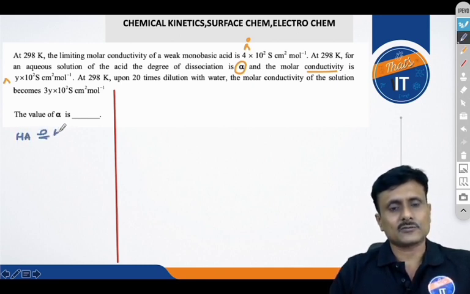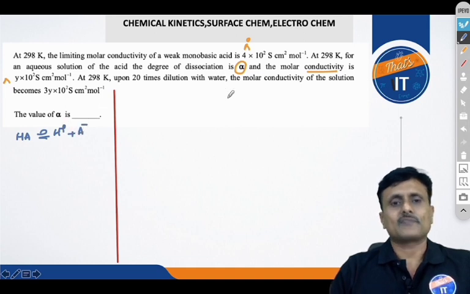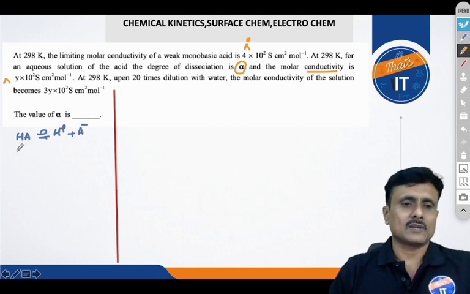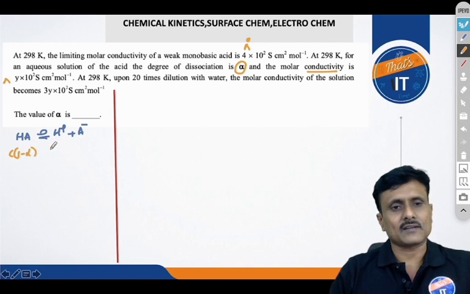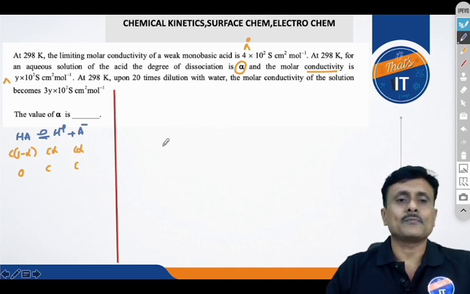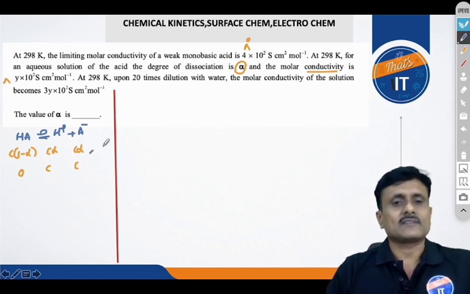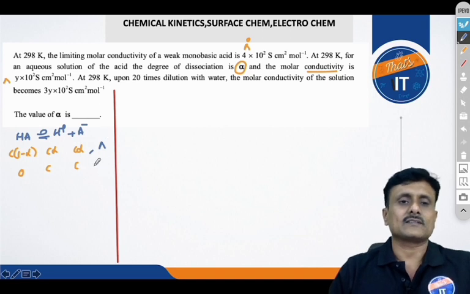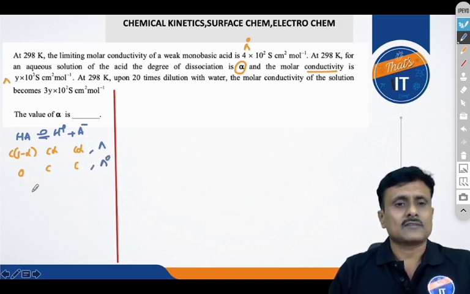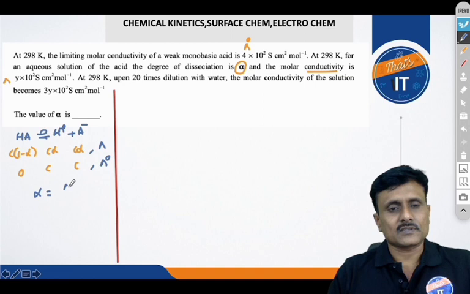For a weak acid dissociation, as you know, the concentration at equilibrium I will assume as C into 1 minus alpha, where alpha is the degree of dissociation, and at infinite dilution, at the limiting value, the concentration is C and the conductance is lambda and this is lambda naught. As we know, alpha, the degree of dissociation, is lambda upon lambda naught, isn't it?